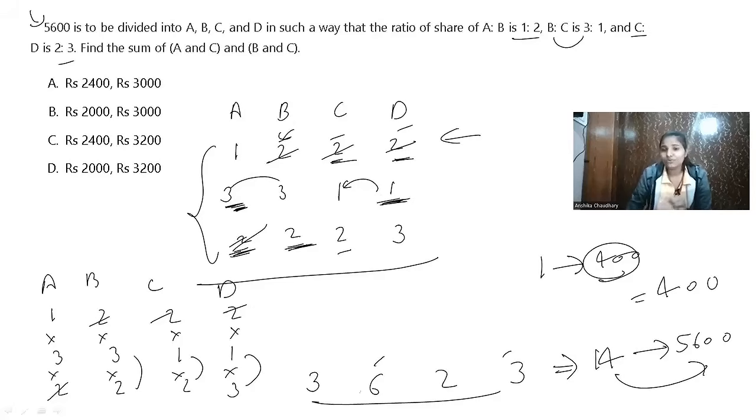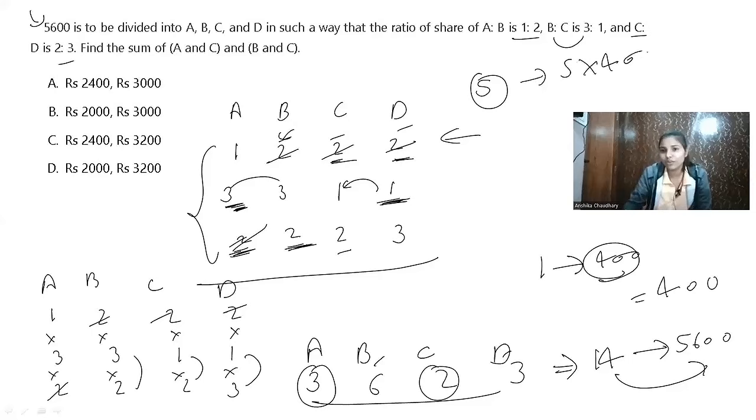So the ratio of A and C will be, this is A, this is B, this is C, and this is D, right? So A is 3 and C is 2. So sum of A and C will be 5. Okay, sum of A and C will be 5. So if 1 unit is equal to 400, so 5 units will be equal to 5 into 400. So it will be 2000, right?